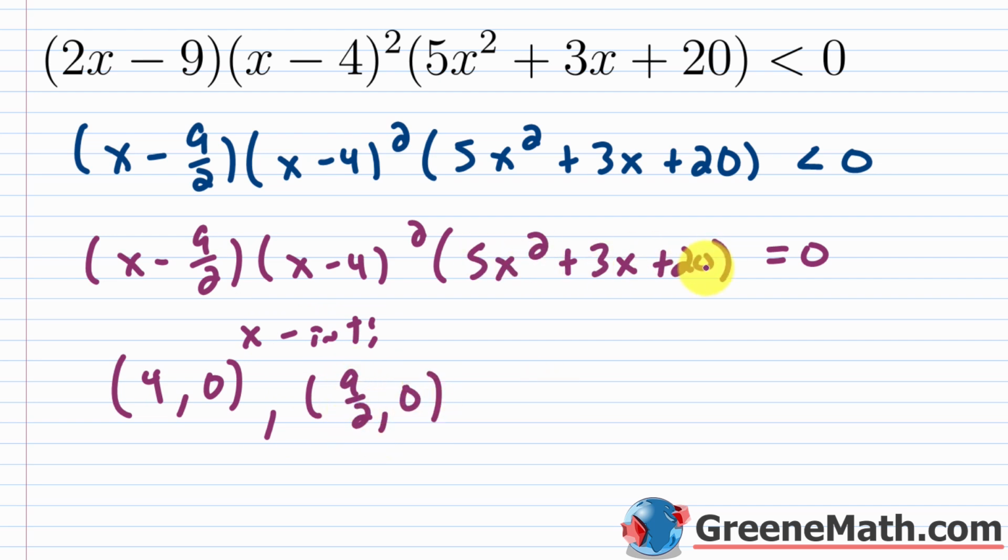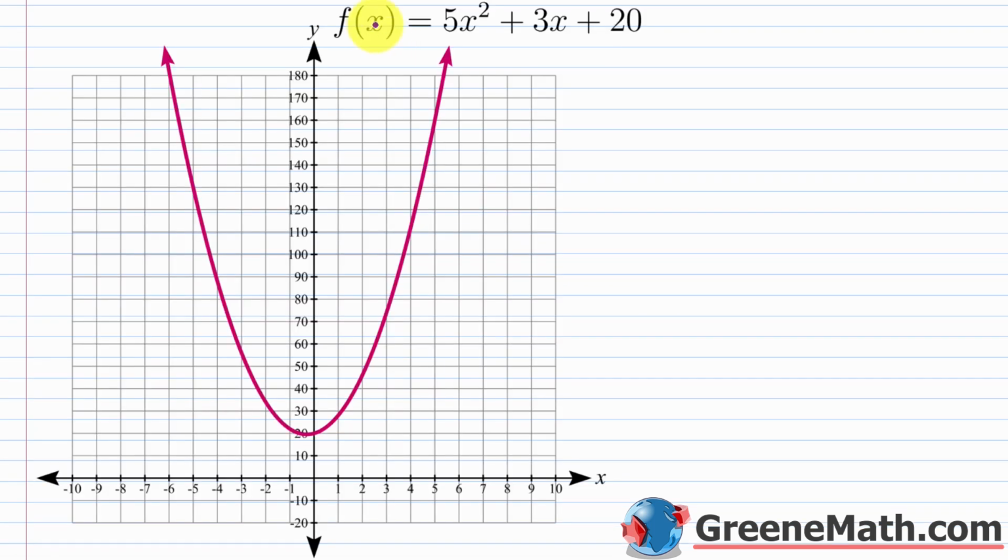Now, what about this one right here, this 5x squared plus 3x plus 20? Let's look at the graph real quick. So this is the graph of f of x equals 5x squared plus 3x plus 20. You will notice that this guy does not have any x-intercepts. Why is that the case? Why doesn't this cross the x-axis? It's because if you set this equal to 0 and you solve, you're going to get 2 non-real complex solutions. So if you want to tell without going through the whole thing, you can just work with the discriminant.